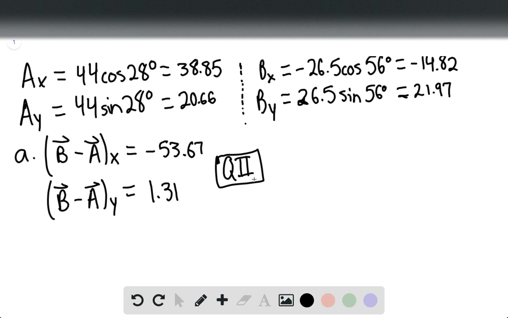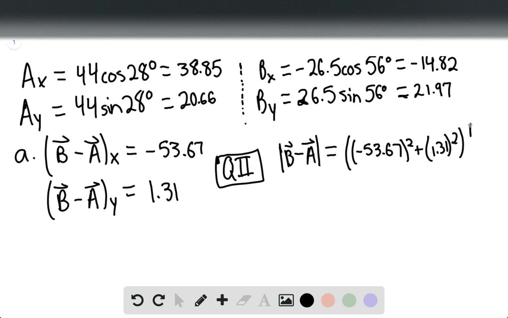And then we can find the magnitude of B minus A. So this will be 53.67 squared plus 1.31 squared to the 1/2 power. And we are getting 53.7 approximately.